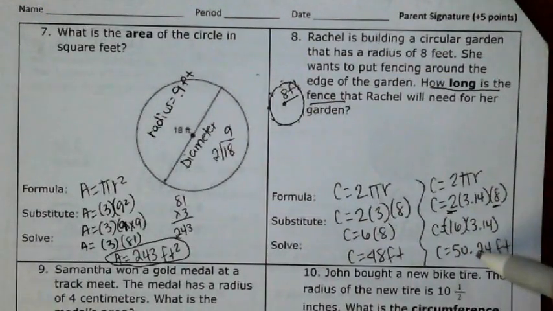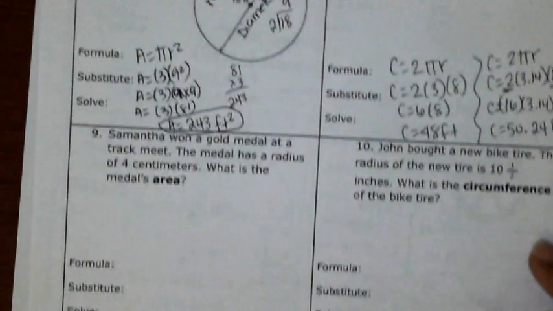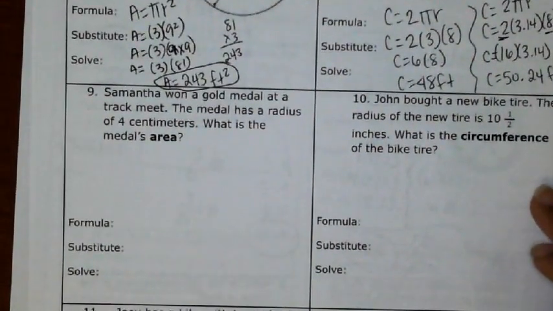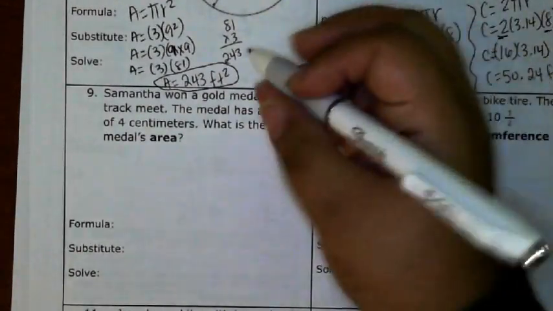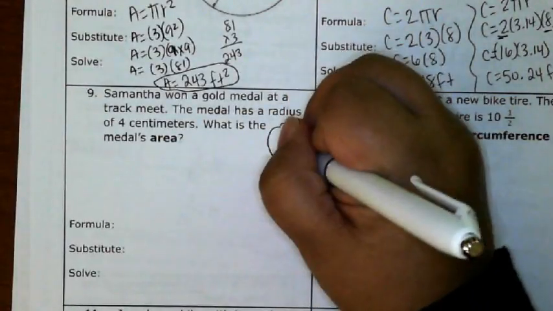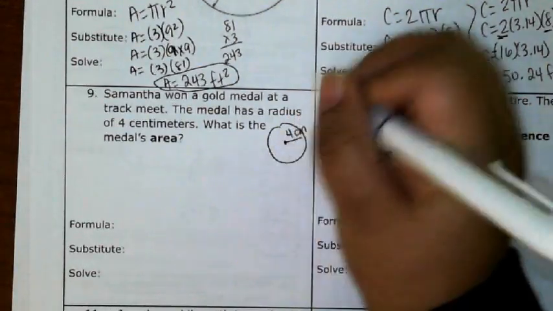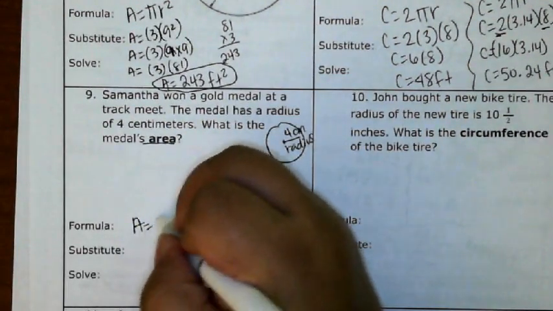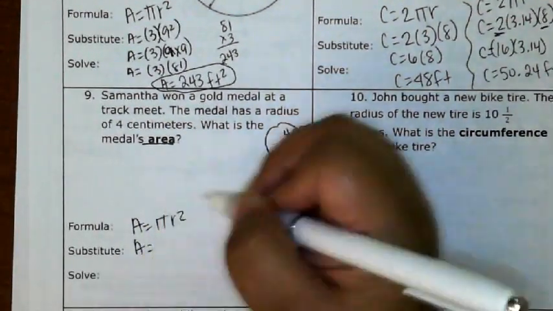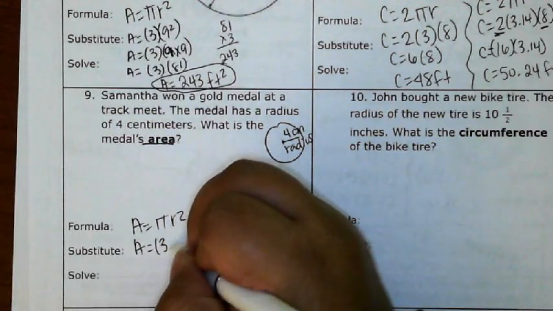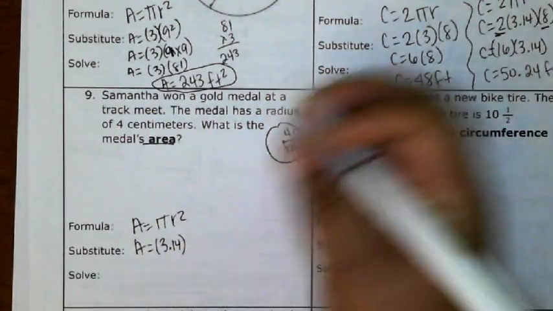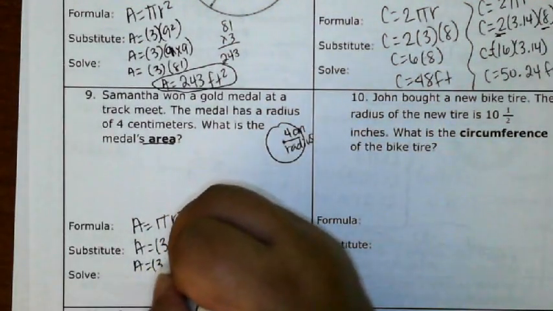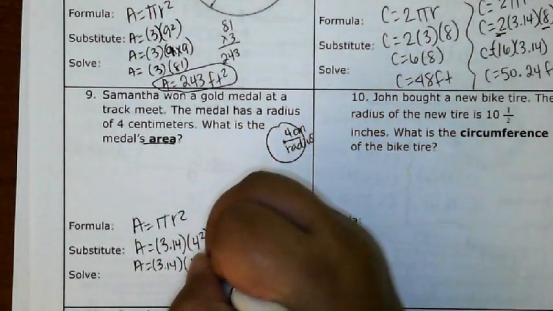All right, let's go to number 9. Pause if you need to, by the way. Let's go to number 9. Samantha won a gold medal at a track meet. The medal has a radius of 4 centimeters. So, medal, it has a radius of 4 centimeters. And it's asking for area. So, A equals pi r squared. A equals pi, which can be 3 or 3.14. We can use 3.14 for this one. Times radius, which is 4 squared. I know that this is going to be 3.14 times 4 times 4. 4 times 4 is 16.